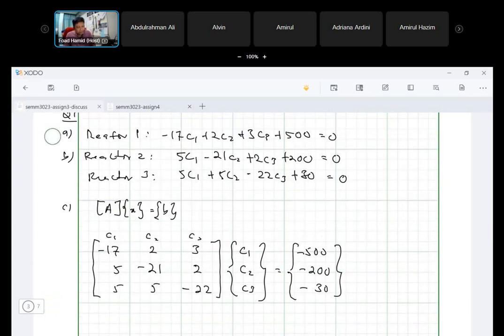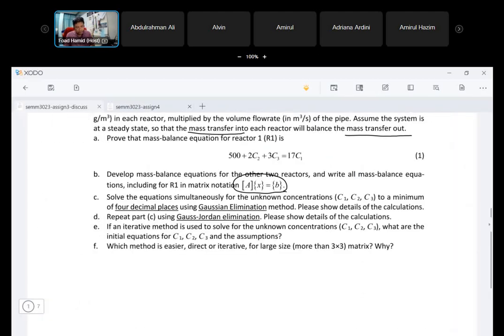Part C says that solve the equation simultaneously for the unknown, C1, C2, C3, to a minimum of 4 decimal places using Gaussian elimination. Please show the detail of your calculation. I know a 3 by 3 matrix can easily be solved by using your calculator, right? So the whole idea here again is not to use your calculator, but you can use your calculator to check if you get the right answer. But I still need you to show me your steps, okay? Because the mark is at the steps, not the answer. So be sure that you show all the steps.